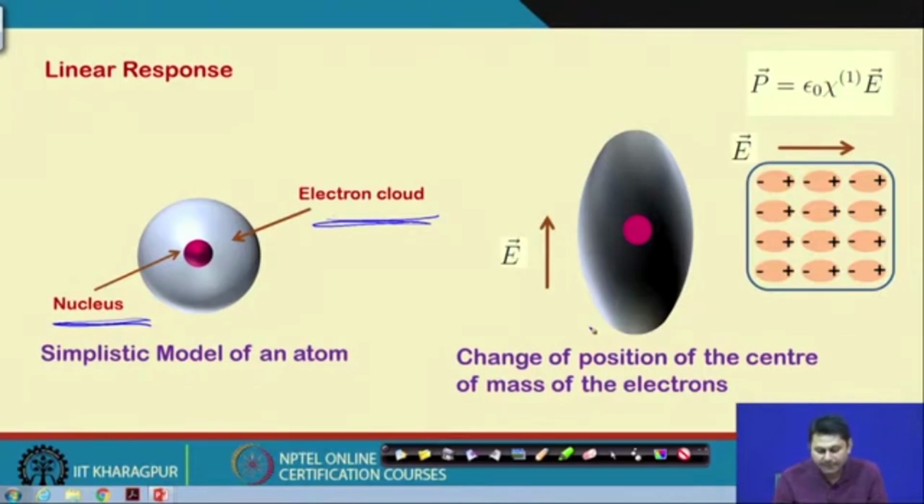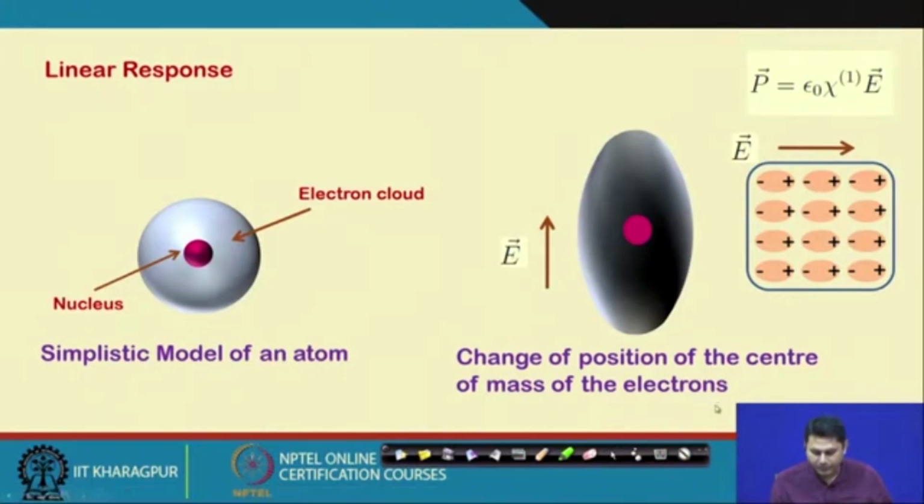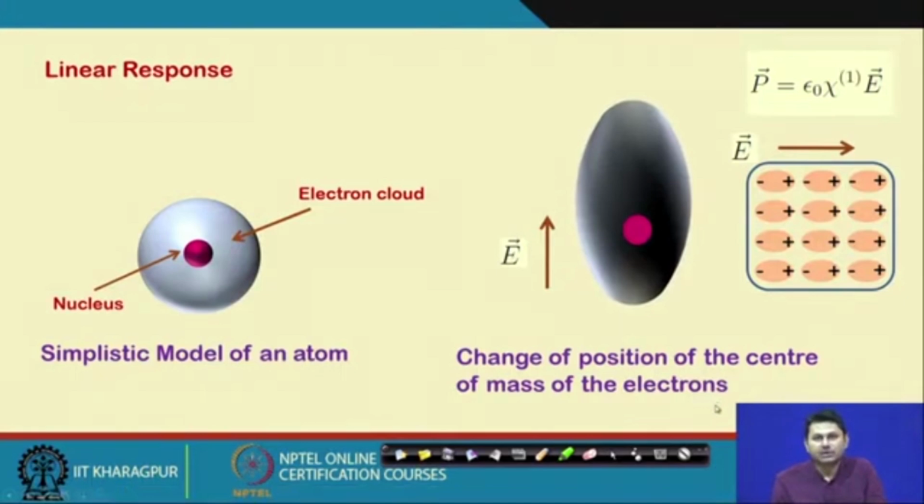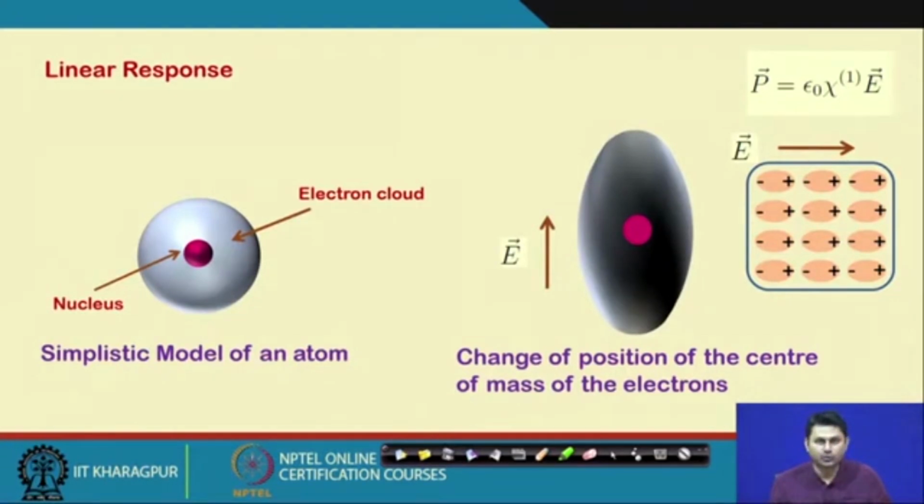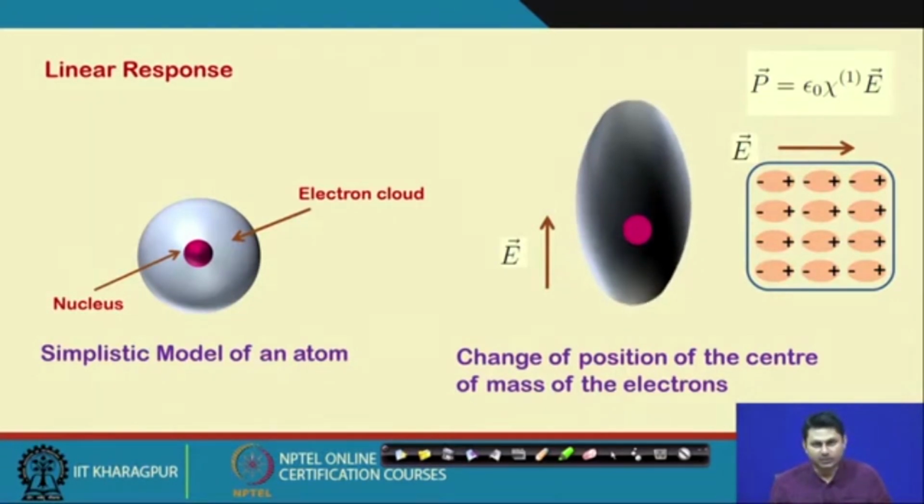And then what happened is that if I launch an electric field, or if the electric field is there, then there will be some kind of shift. So, if this animation works, I would like to show the animation once again: when the electric fields are there, there is a shift of this electron cloud.